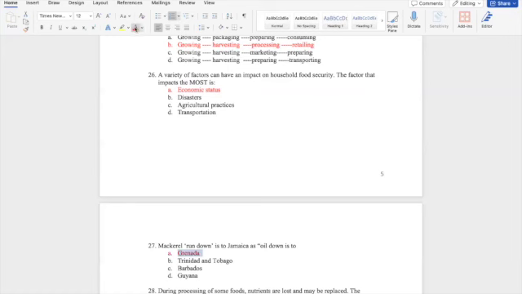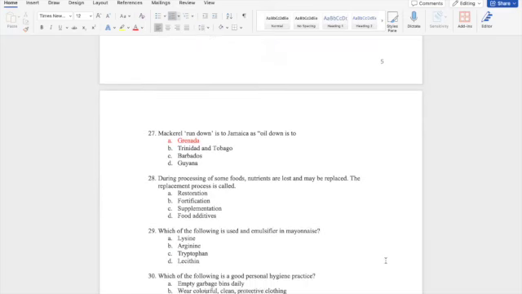All right, let's go. Next question. Let's go quickly. During processing of some foods, nutrients are lost and may be replaced. The replacement is called what? Fortification. So don't mix up fortification and enrichment, right?